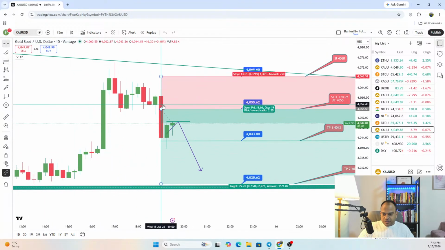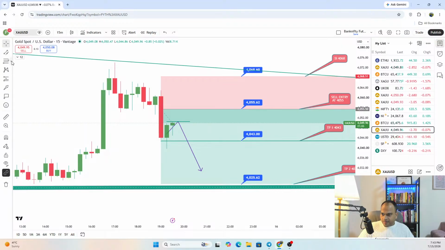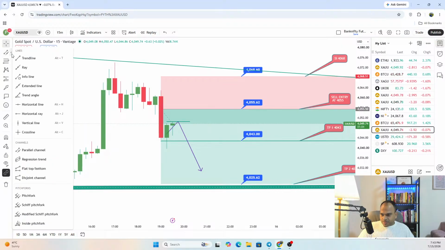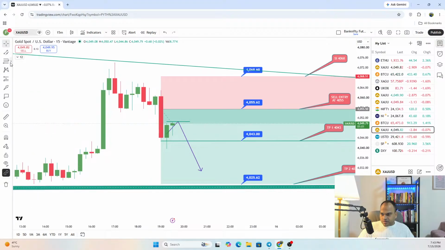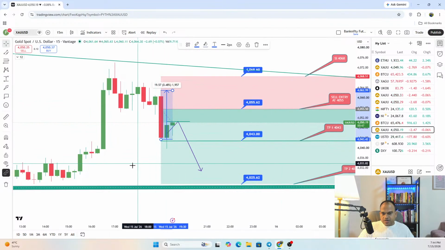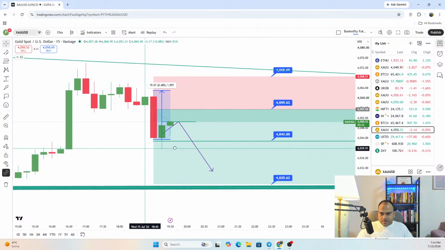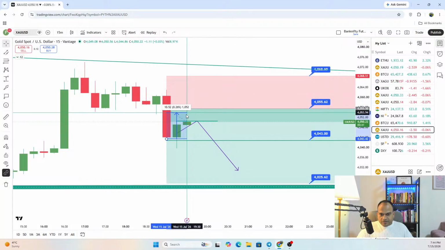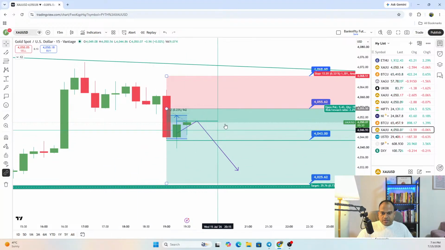The thing is that if you look at this red candle, right, how do we calculate the depth of a candle? I think there is one tool here that we can use to calculate the depth. Yeah, so price range, drag from the bottom. So this is the low of this candle and the high is here, right? So it's a $19.5 candle. Now calculate the half, which is 9, 10, somewhere here. Yeah, so that's the half.